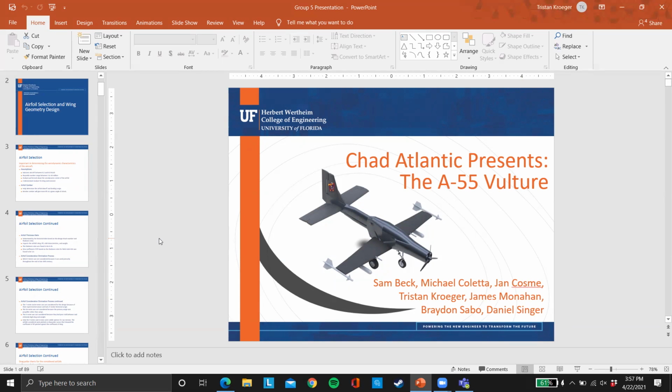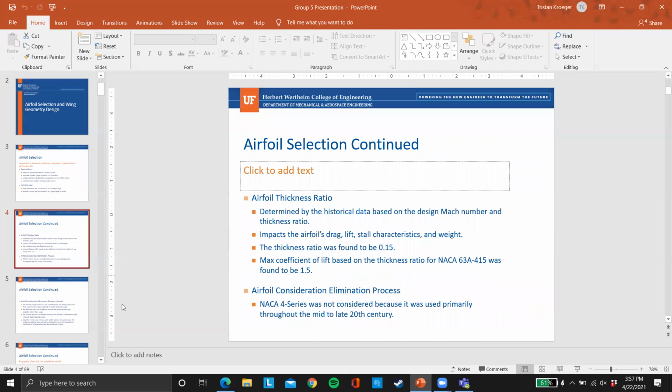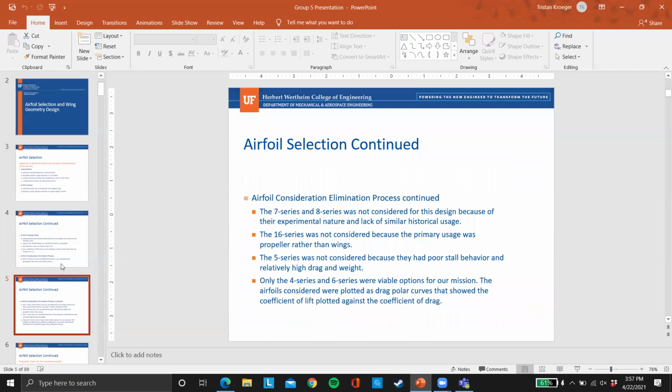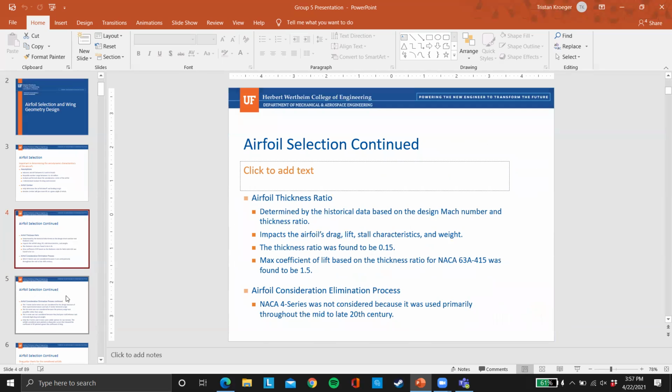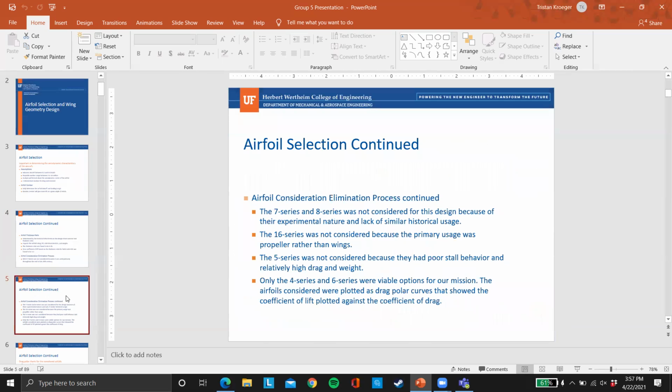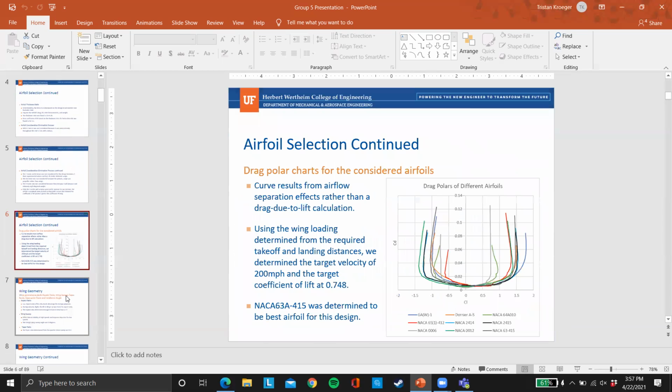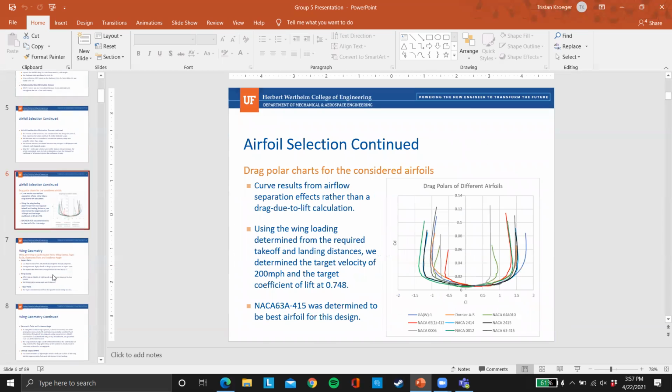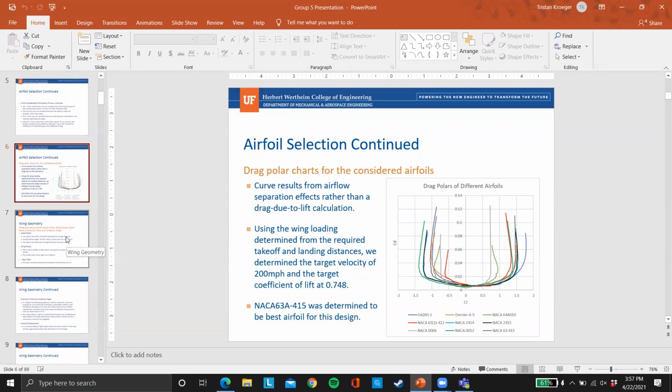And the next one is the airfoil selection continued. There's no page number, so can you change to the airfoil selection? Yes, ma'am, we have 3 of those. I'll just scroll through them. There's a graph with the drag polar? Yes, this one. So for the airfoil selection, yes, the drag polar is very important.